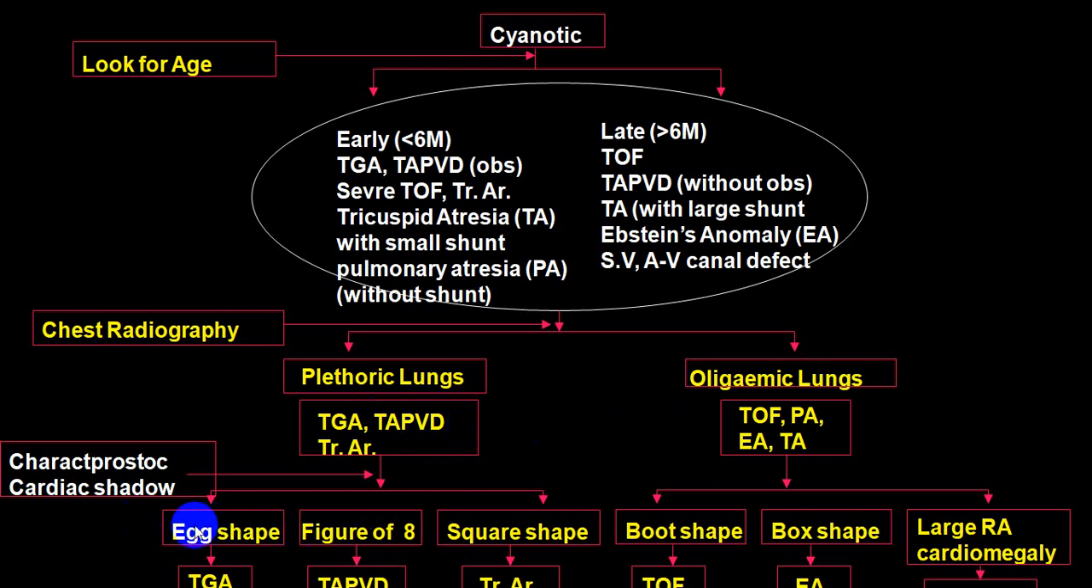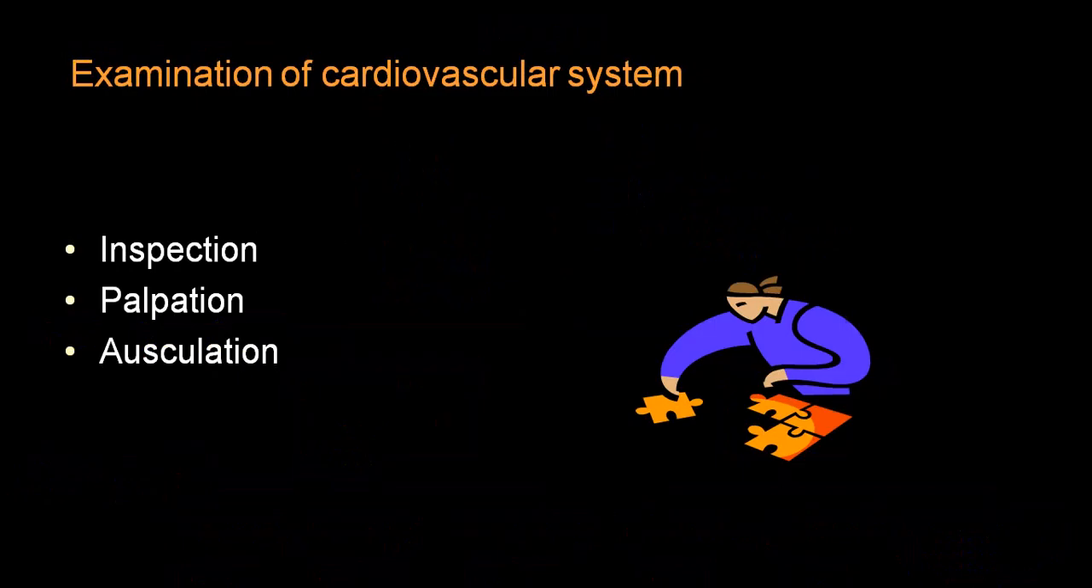X-ray may help you. If you get an egg-shaped cardiovascular shadow, that is transposition of great arteries. Then figure of 8 in case of total anomalous pulmonary venous drainage, square shape in truncus arteriosus, boot shape in TOF, box shape in Ebstein anomaly, where it almost fills up the entire chest, very huge cardiomegaly from one end to the other, and a large right atrium in pulmonary atresia and tricuspid atresia. In those groups, you will have a big right atrium.